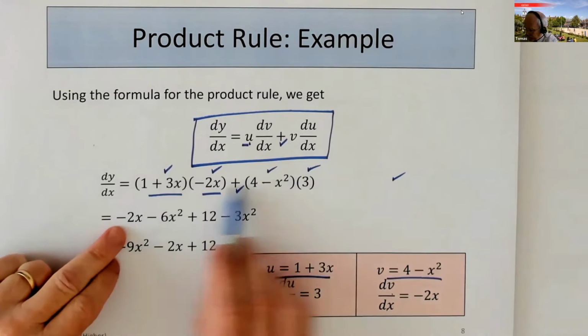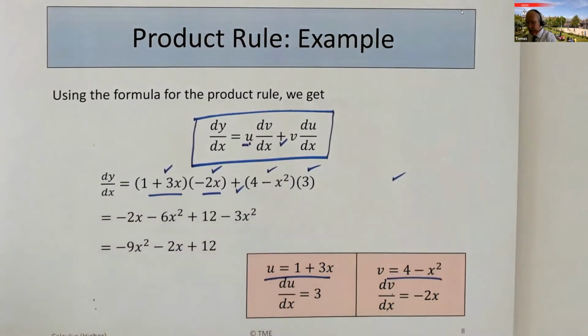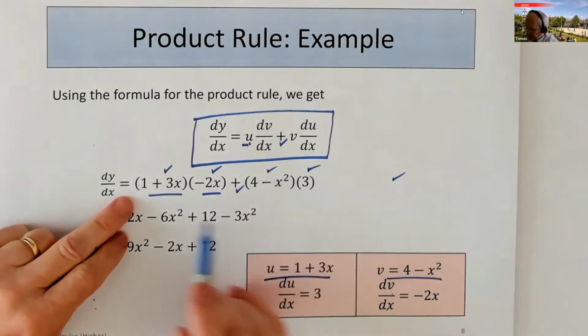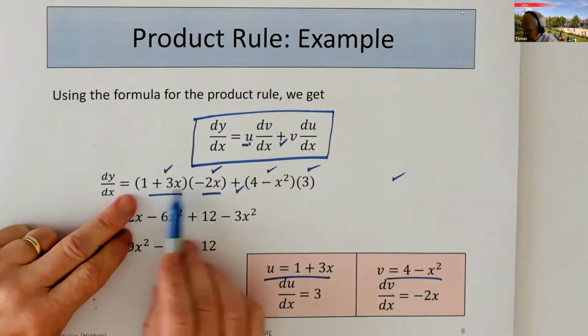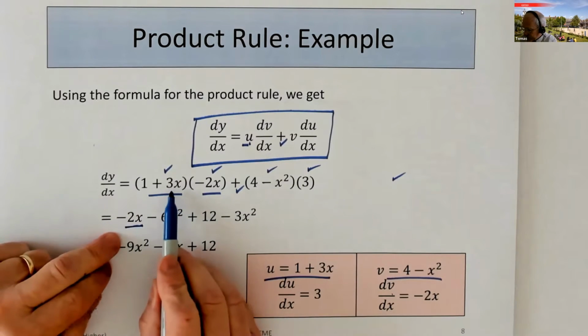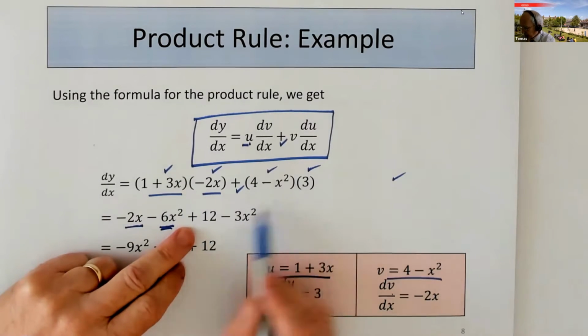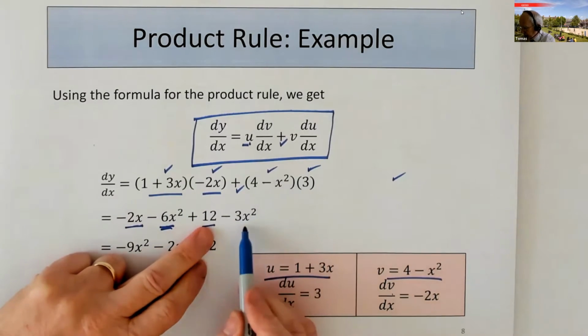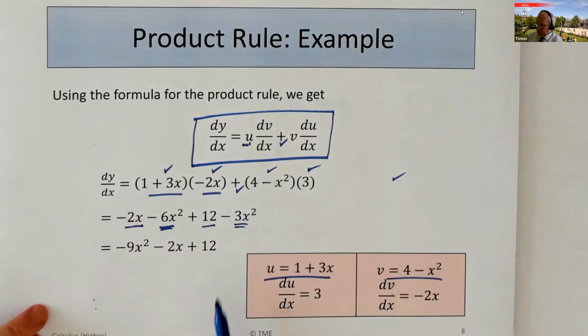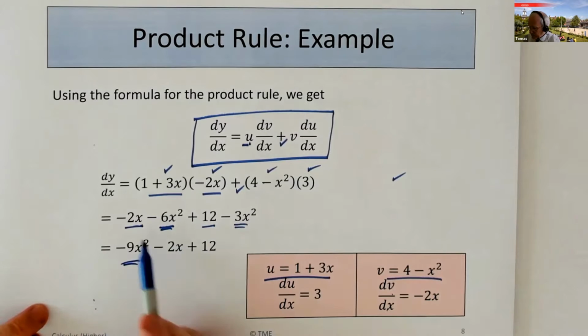So that's fine. Now it's a question of coming up for air and saying, how do I multiply these things out? Well, I'm just going to expand it. 1 by minus 2x is minus 2x. 3x by minus 2x is minus 6x squared. 4 by 3 is 12, and minus x squared by 3 is minus 3x squared. So now look at this, and I can say, well, I've got a 3x squared and a 6x squared. They're both minus, so that's minus 9x squared. I've got a minus 2x and a 12.